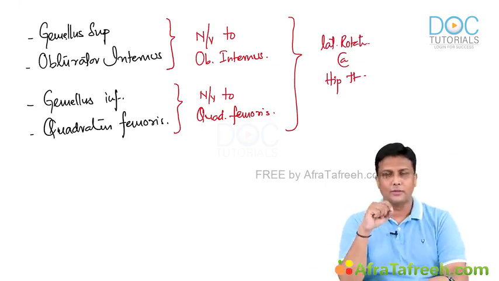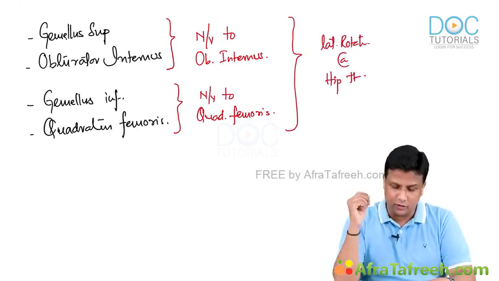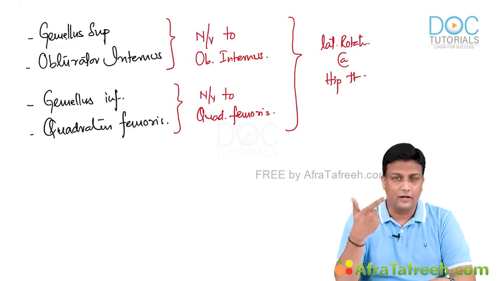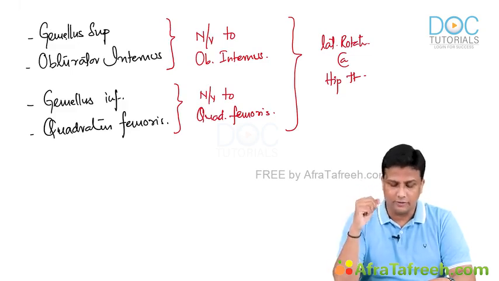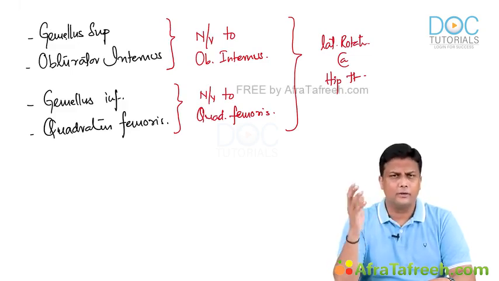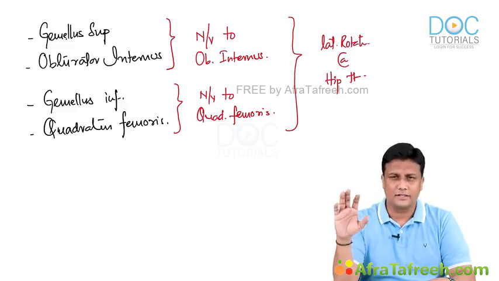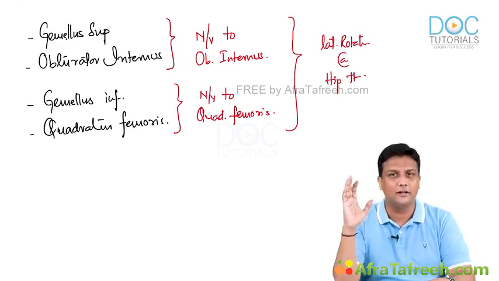So all these four muscles are helping in lateral rotation at the hip joint. So gemellus superior, obturator internus, gemellus inferior, and then quadratus femoris, all of them are helping in lateral rotation of the hip joint. So this completes your entire gluteal region in a very easy and crystal clear manner, guys.